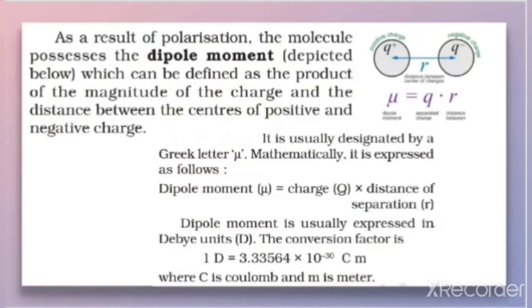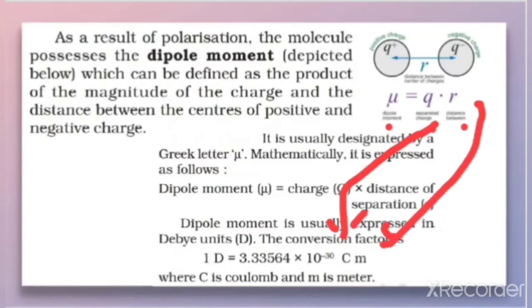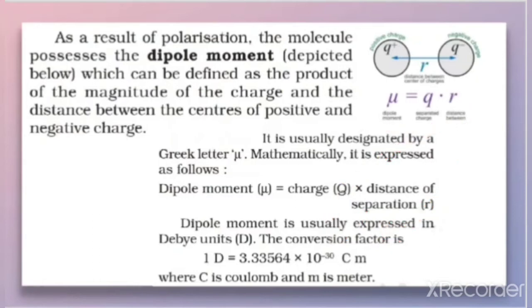How does it come as coulomb meter? Because the formula is dipole moment equals q into r. What is q? Q is the charge, and the charge unit is coulomb. R is the distance, and in SI units the distance is represented in meters. So the unit is coulomb meter. That is, 3.33 into 10 raised to minus 30 coulomb meter is equal to 1 debye. So the dipole moment of a molecule is usually represented in debye.